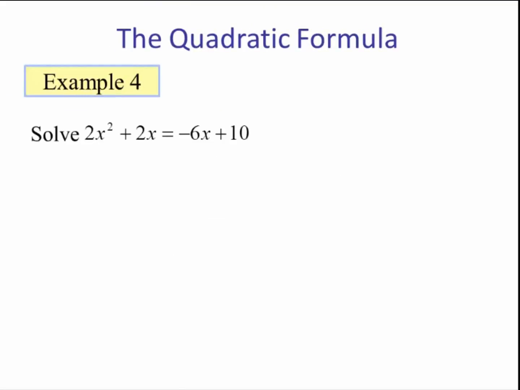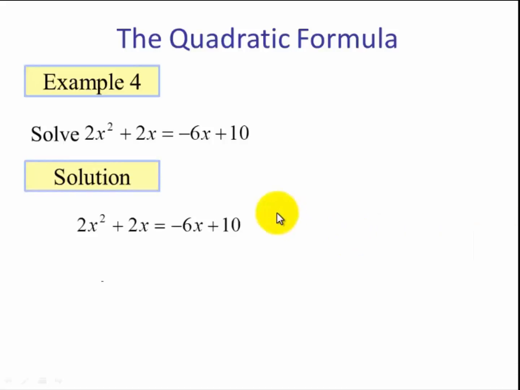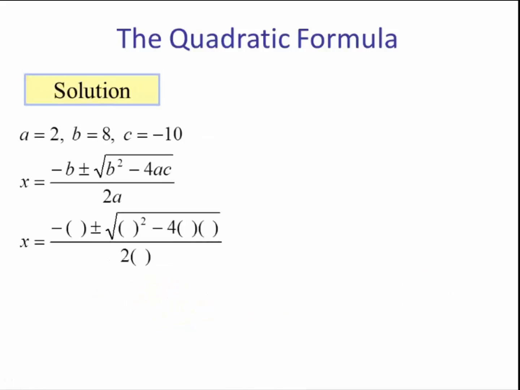Example 4. Solve 2x squared plus 2x equals -6x plus 10. Solution. Our first step is to move all the terms over, so the quadratic equation is equal to 0. So we add 6x to both sides, combine like terms, and we get 2x squared plus 8x equals 10. Then we subtract 10 from both sides, and the equation is equal to 0. So in this case, A is 2, B is 8, and C is -10. So 8 goes here and here, 2 goes here and here, and -10 goes here.